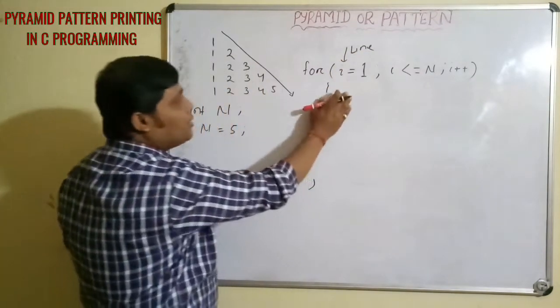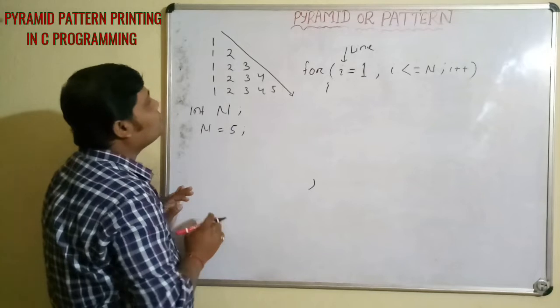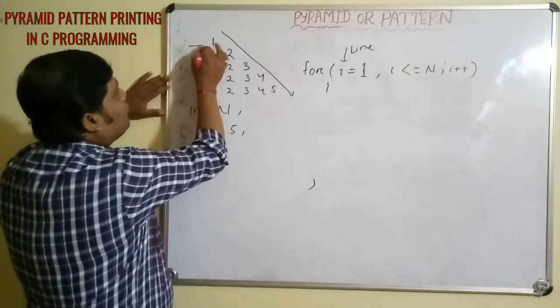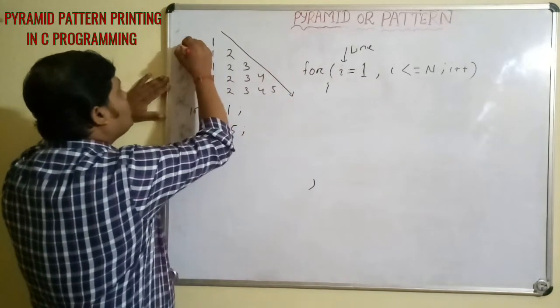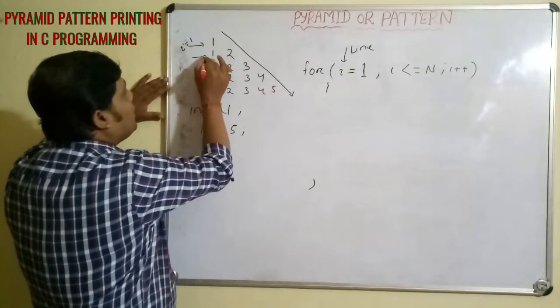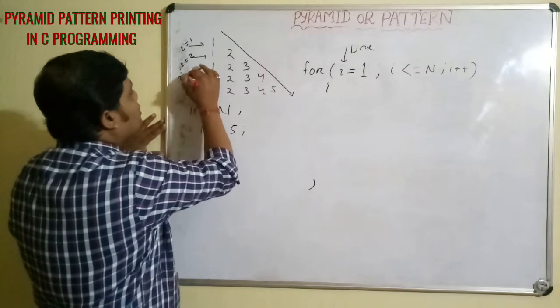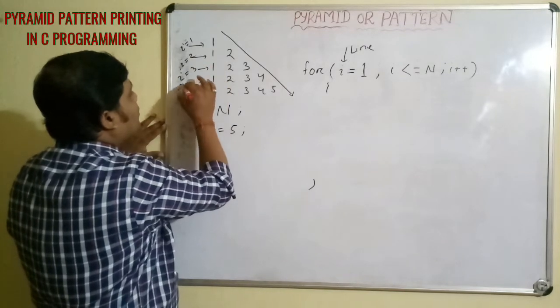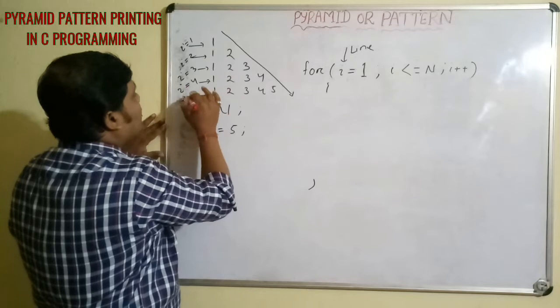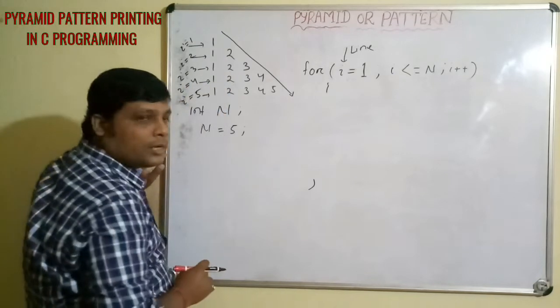Then inside the i loop, what do we have to do? Just see. First the starting value of i is 1, line number 1. Then i is 2, then i is 3, then i is 4, and then i is 5. Clear?